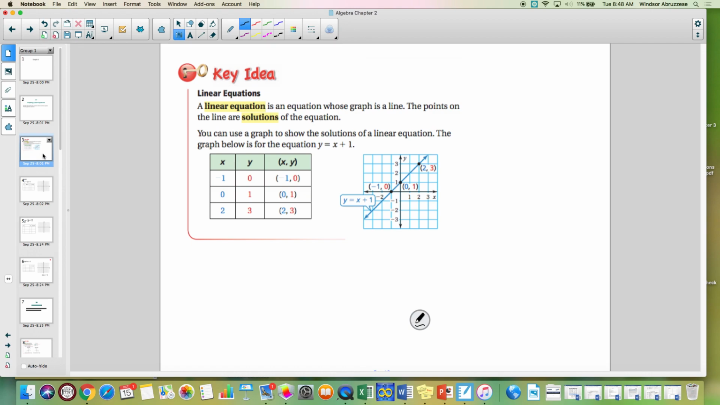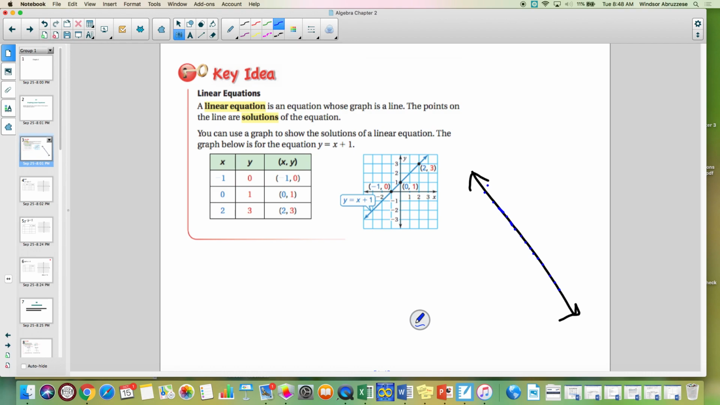A linear equation is an equation whose graph is a line. The points on the line are solutions to that equation. If you think about a line for a second, a line goes on forever, infinite. So every dot that's on that line is a solution. So we're going to have infinite solutions or points on a line, but we don't need infinite, we just need a few. You can use the graph to show the solutions of a linear equation.